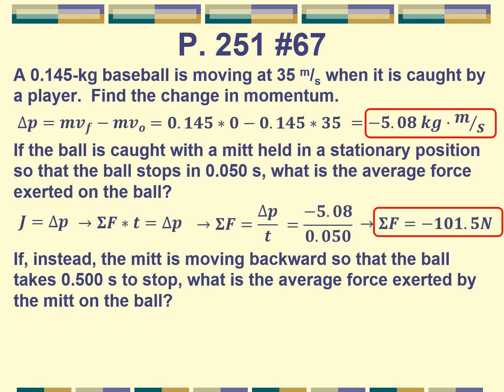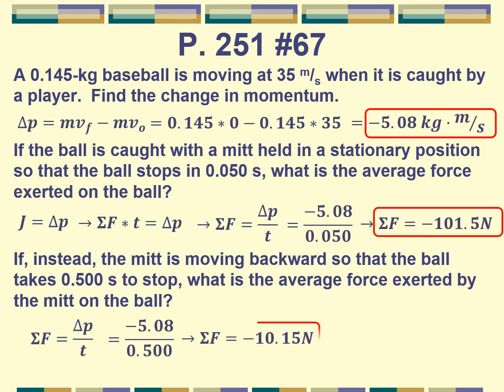So we're stopping the ball again, so we got a change in momentum. It's going to be equal to impulse, and we already figured this out. With a change of momentum equal to impulse, and net force times time equals change of momentum, we go ahead and divide both sides. We get the net force is going to be change of momentum divided by time. So that's what we're using here. So we go ahead and take our negative 5.08 and divide by 0.500, and this time we get a net force of 10.15 newtons.